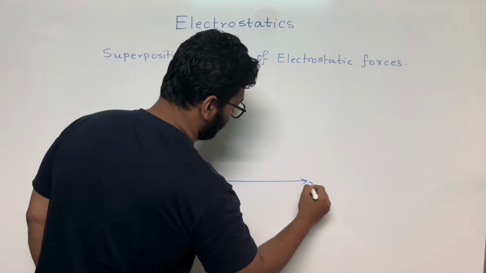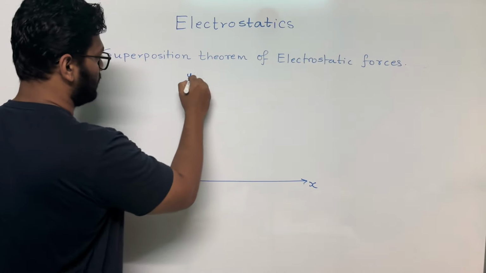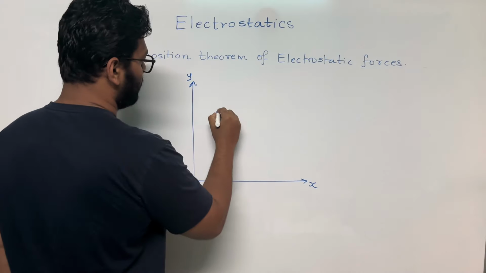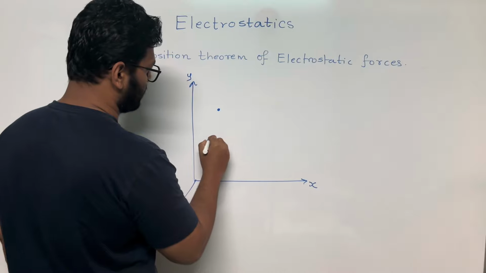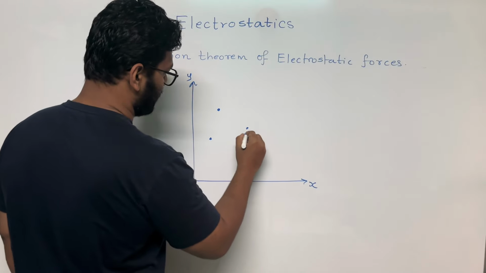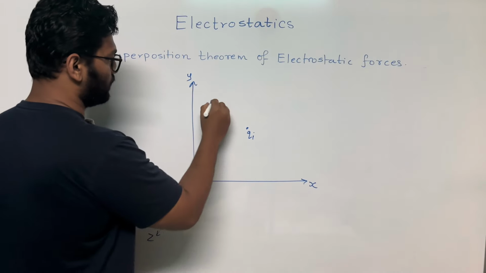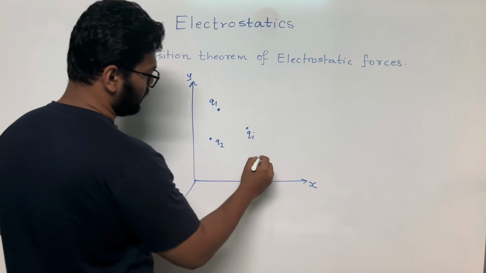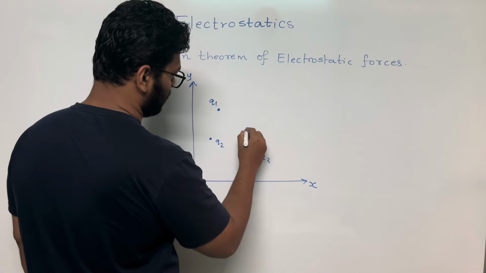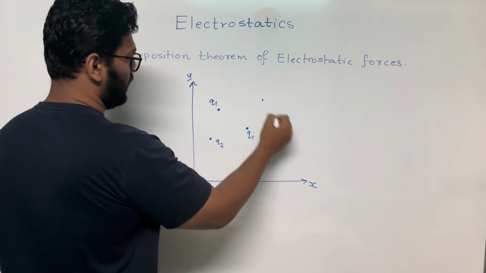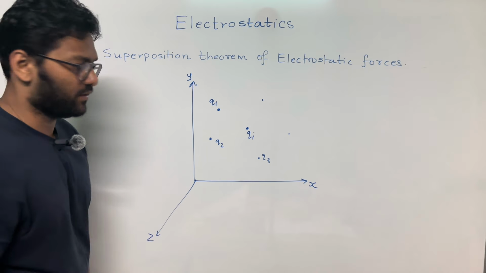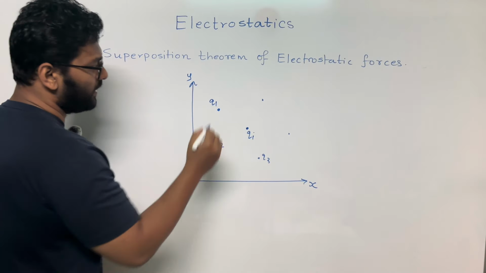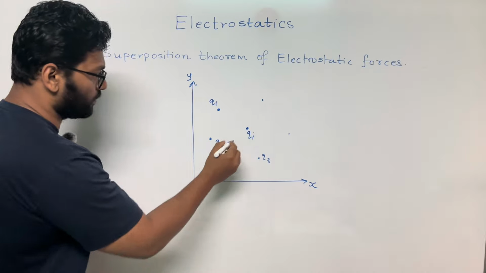So we have a coordinate system like this. This is x, y, and this is coming out to be z. And we have many charges, n charges, let's say. So this is the ith charge on which I want to find the force. This is the first charge, this is the second charge, this is the third charge, and so on. There are n charges, capital N charges. Now the force on qi is the force that I want to find out, the net force.